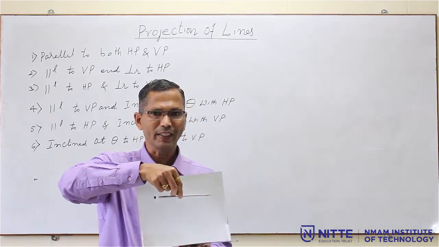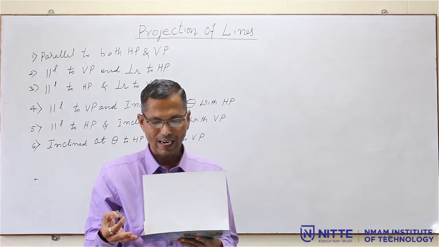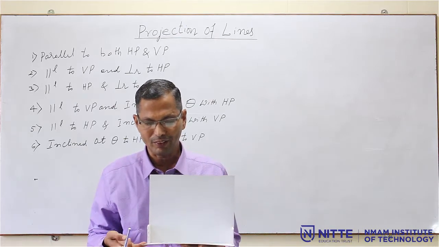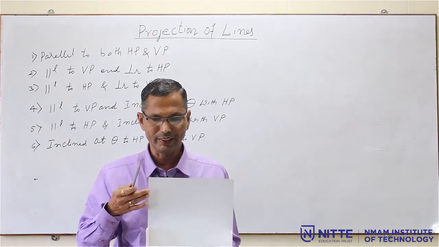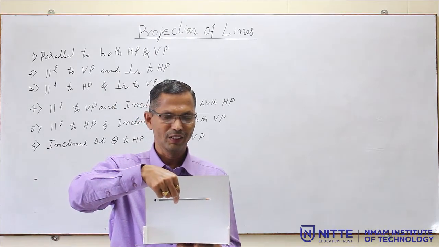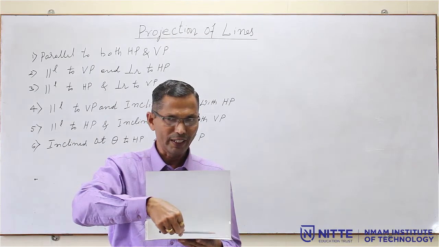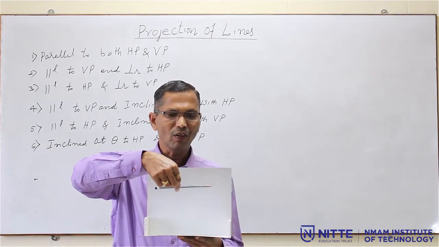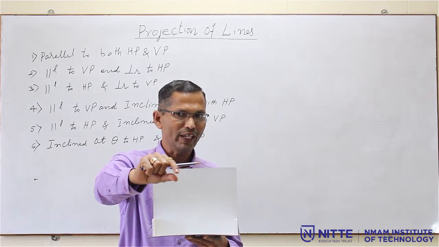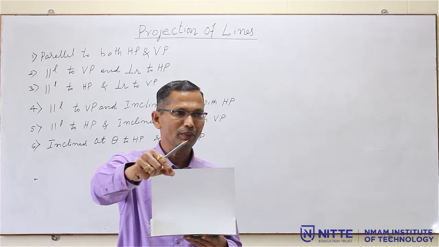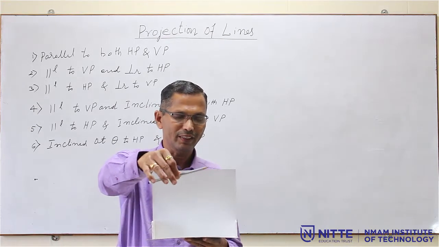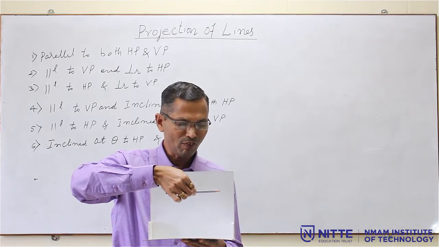Now, if you observe here, take your notebook and hold it like this, one page vertical and the other page horizontal. That means this is the horizontal plane, this is the vertical plane, and take your scale or pencil and hold it like this. So, this is parallel to both HP and VP. Now, if you put a light here, imagine a source of light which will produce parallel beams of light.